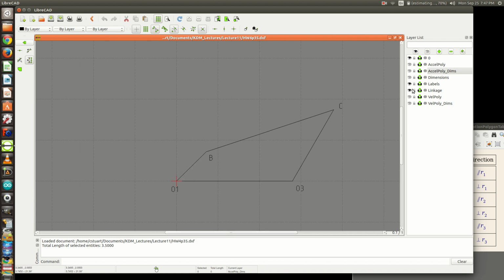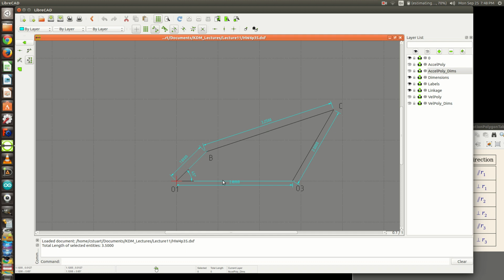The crank is O1B. It has a length of 1 inch and an angle of 45 degrees with the horizontal. The coupler BC is 3.25 inches in length. The rocker O3C is 2 inches in length, and the fixed length from O1 to O3 is 2.8 inches in length.